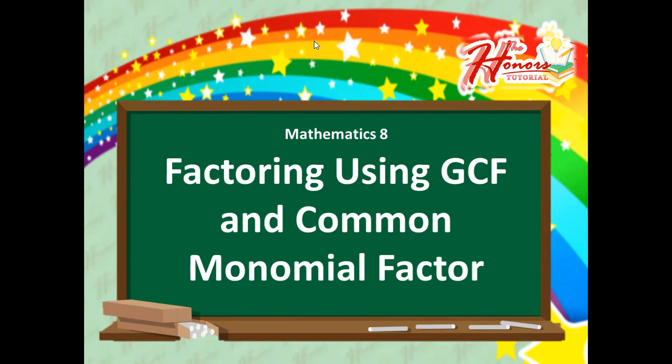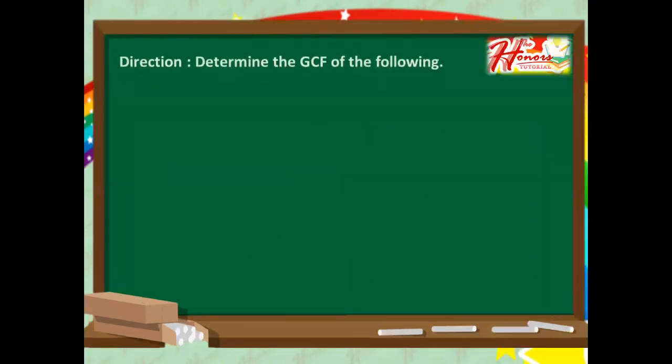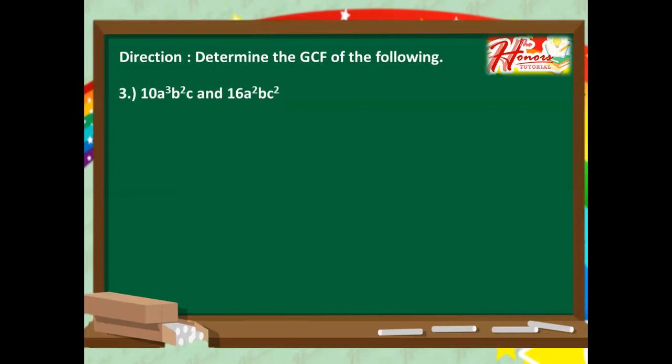Welcome to part 2 of our topic, and that is factoring using GCF and common monomial factor. This is for Mathematics 8. So let's have our next example here. The direction is still determine the GCF of the following. GCF again is greatest common factor. For number 3, we have here 10a cubed b squared c and 16a squared bc squared. Okay, so let's solve for this and let's have our solution under this given.